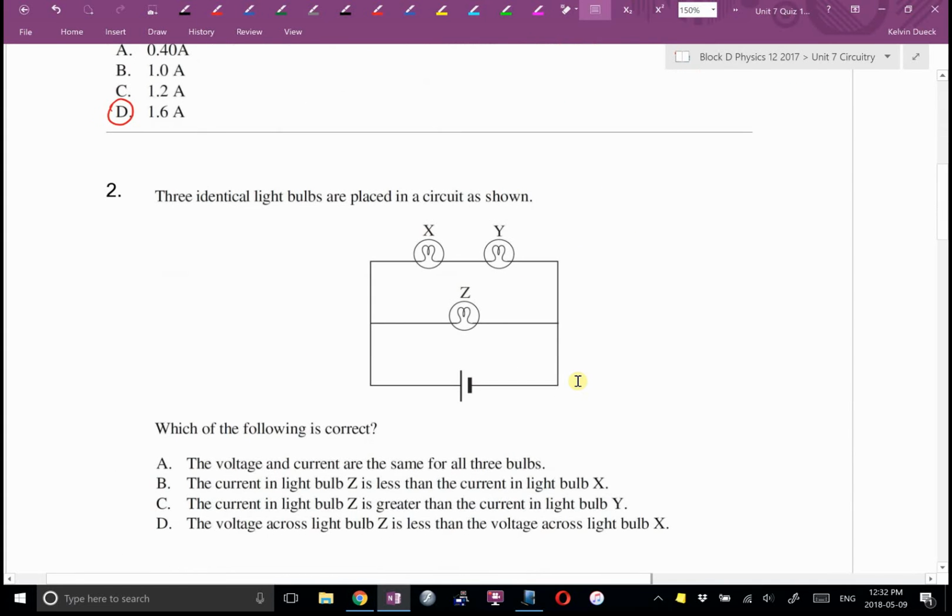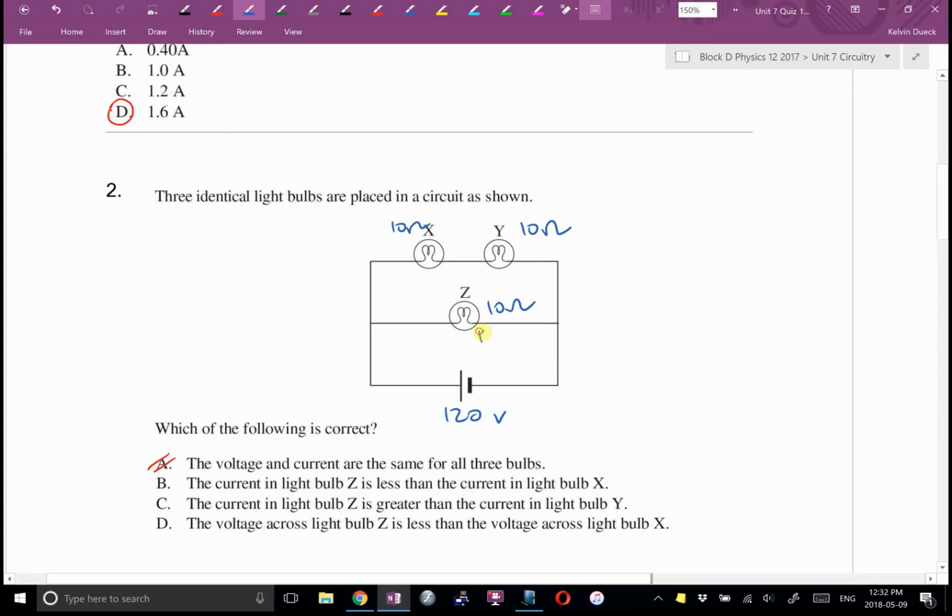Okay. Which of the following is correct? The voltage and current are the same for all 3 bulbs? No. Now, all these bulbs are identical. So if you wanted to, you could make up nice numbers. One of my students did this. They said, Mr. Dewick, I let the battery be 120 volts. Why 120? Because lots goes into there evenly. And then they decided to let this be 10 ohms, 10 ohms, and 10 ohms.